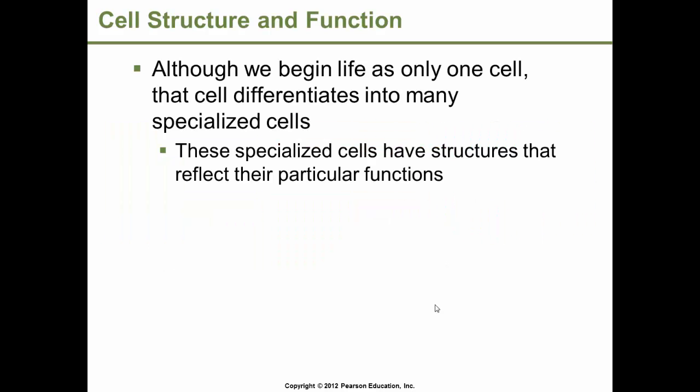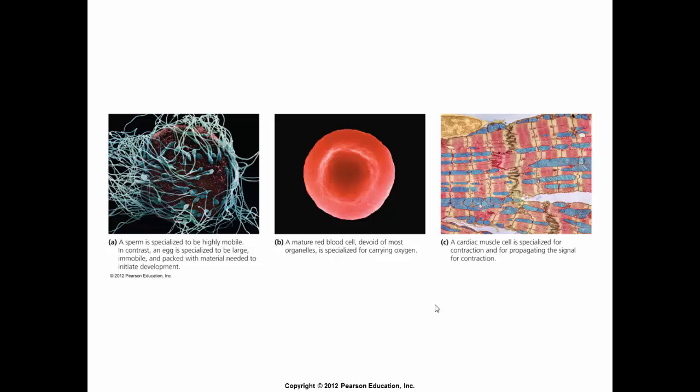Although we begin life as only one cell, that cell differentiates into many specialized cells. And these specialized cells have structures that reflect their particular function. In this image, a sperm is specialized to be highly mobile, in contrast to the egg, which is large and immobile. The egg is going to be packed with material needed to initiate development and support that embryo until the placenta is set and formed.